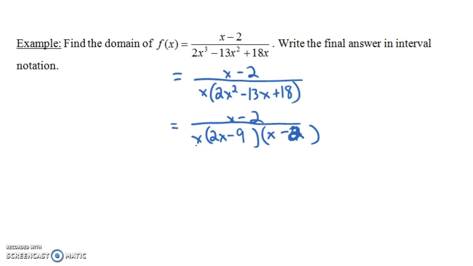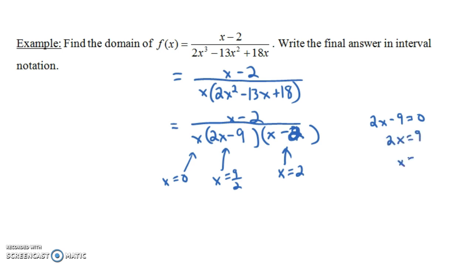Okay, so what are the numbers that are excluded? Well, x equals 0 is excluded because of this x here. x equals 2 is excluded because of this one. And what number is excluded here? Well, it should be 4.5 or 9 halves. If you weren't sure of that, you could set 2x minus 9 equal to 0 and solve for x. We have 2x equals 9. Divide both sides by 2, you get x equals 9 halves. So those are the three numbers that are excluded from our domain.